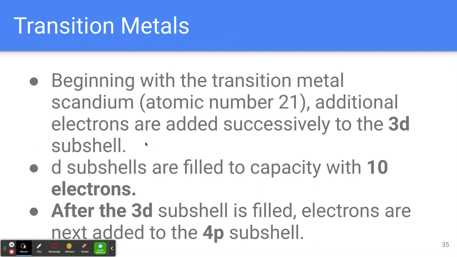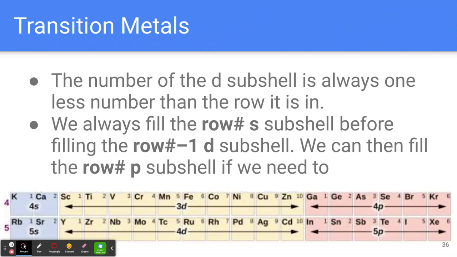So here's some general rules on how that all works. The row of the d subshell is always one less number than the row it is in. So the scandium, titanium, vanadium, all of those are in the 3d subshell. But if you take a look, the row number is 4. Okay, so the d subshell is 1 less than 4, which would give us 3. If you take a look down further, that next transition metal area is 4d, even though it's in row 5. So we're always going to fill in the row number s, so 4s. Then we'll fill in the row number minus 1 d subshell. So if our row is 4, our d subshell is really 3. So 4s, 3d, and then we can pop back up to the 4p.